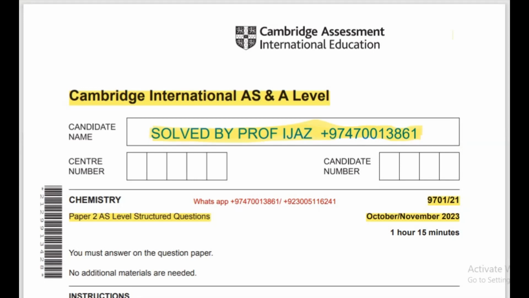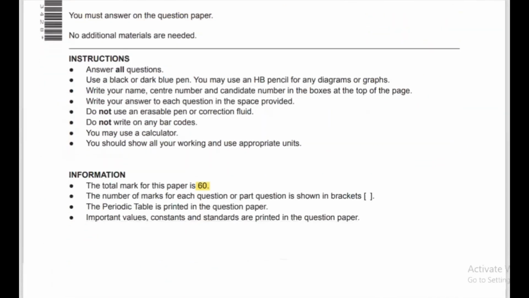Today I am going to discuss paper 21, 9701, October-November 2023. This is the paper of Cambridge International AS level. Let's start from the paper.